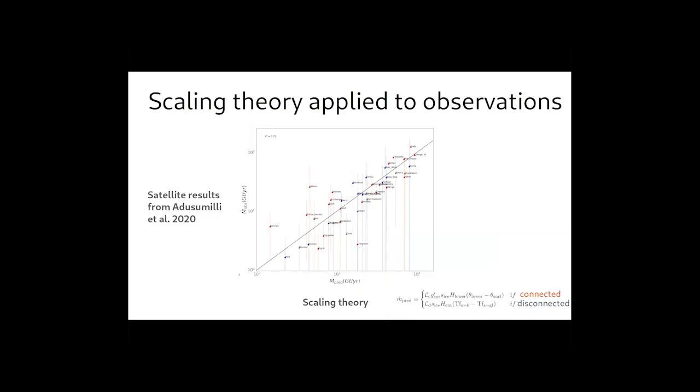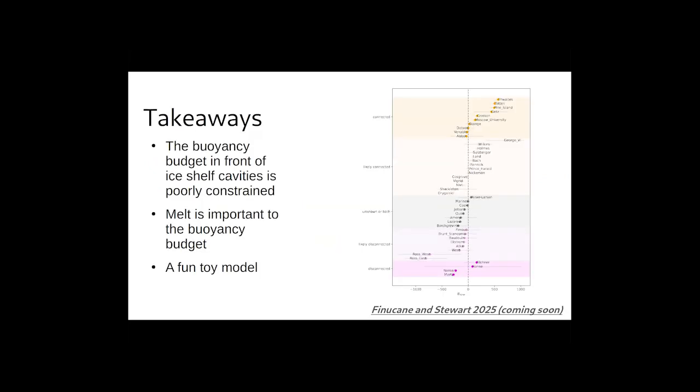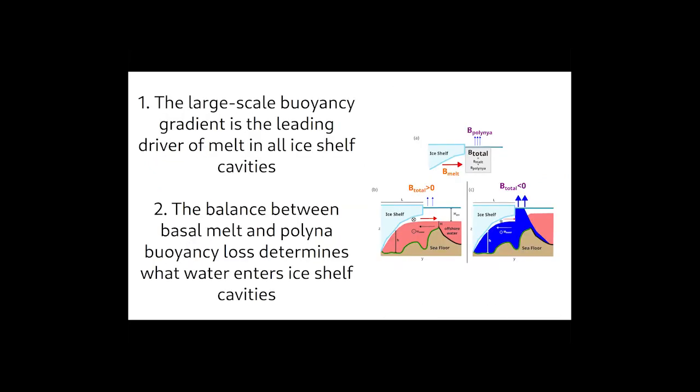You can take these scaling theories. You can try to predict basal mass loss from observations in disconnected and connected cavities. Looks pretty good. Yeah, that's the framework. And we're extending that in a lot of fun ways.